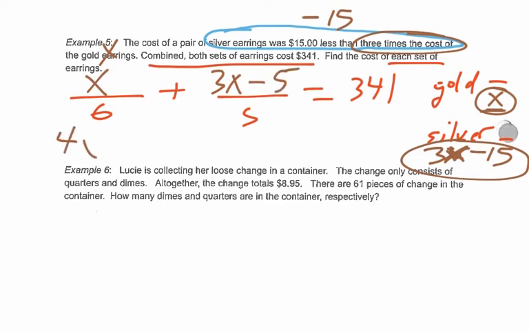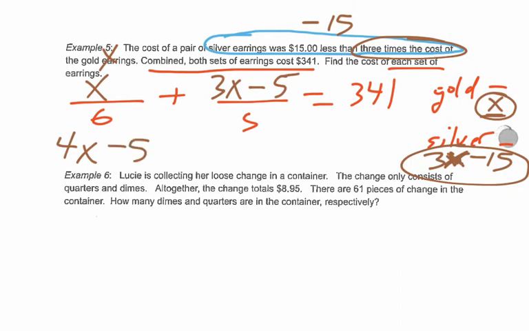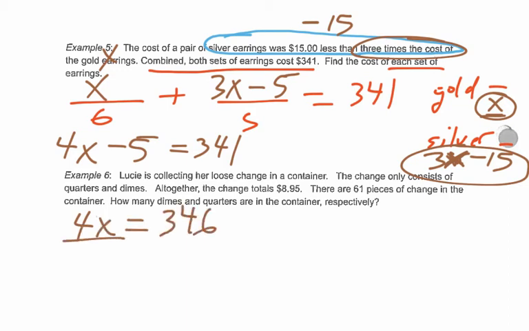So we get 4X, this is the easy part, minus 5 equals 341. And I'll continue down here, add 5, 4X equals 346. Divide both sides by 4. And actually, while I was solving this, and this is something that could happen, this is good, I noticed that if you look, it was actually 15, right? So I wrote a 5 there. But that will make sure we get the right answer. So let's fix that. See, even math teachers make mistakes.